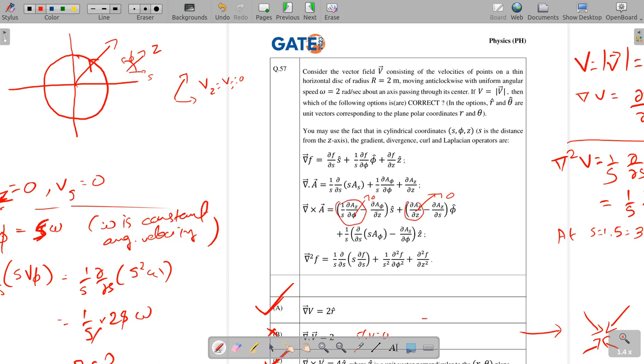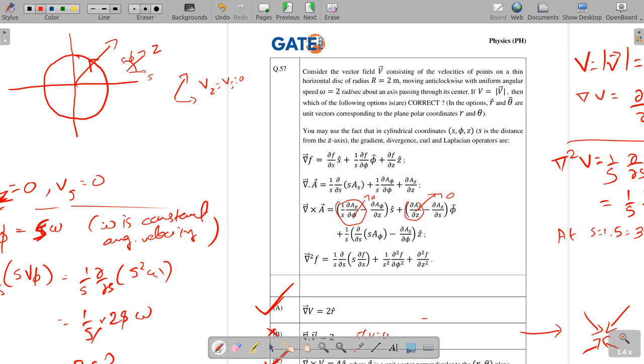And also, if you look at A phi, it will not depend on dou z, because it's purely curling around this axis. There is no z dependence for the A phi term, so this complete thing will be 0. And also here, dou Az, since there is no Az part, this will also go to 0. So the only contributing term will be this.